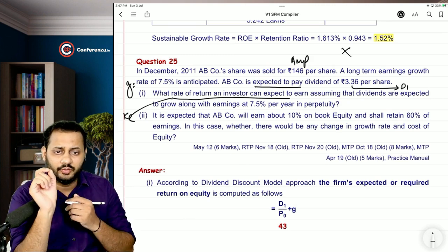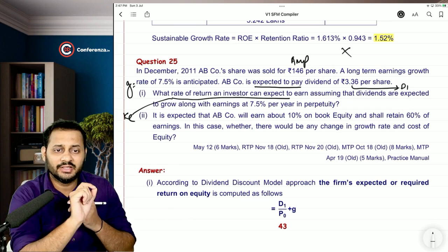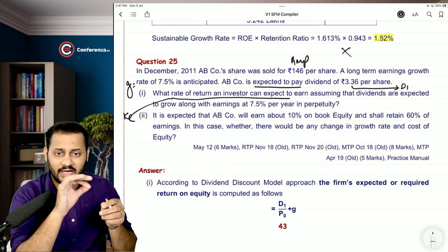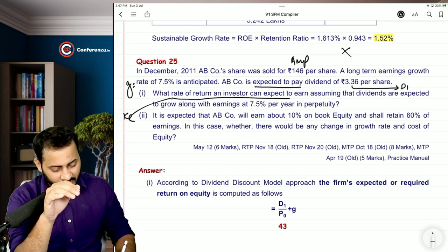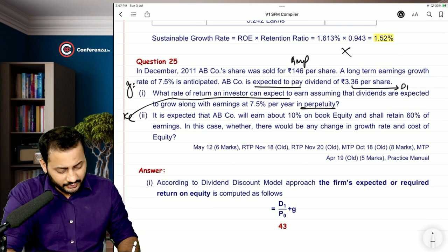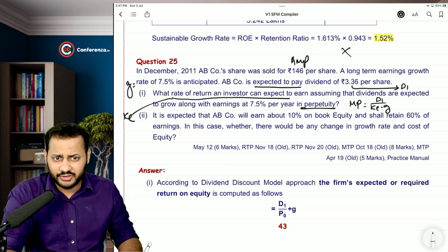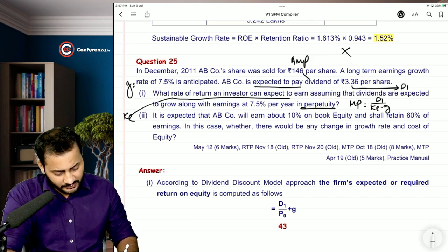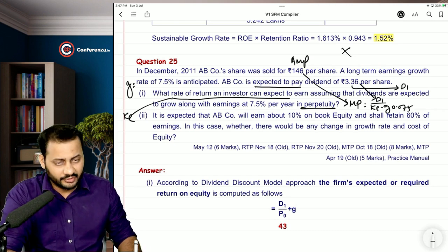Let me just continue. Expect to earn, assuming that dividends are expected to grow along with earnings at 7.5% per year in perpetuity. If there is a perpetuity, then you should use the formula: market price is equal to D1 divided by cost of equity minus growth. So you have the growth, you have the dividend, you have the market price also. You can easily calculate the cost of equity. See, the market price comes from this point, D1 comes from here, and the growth rate is 0.075. So can you calculate the cost of equity?